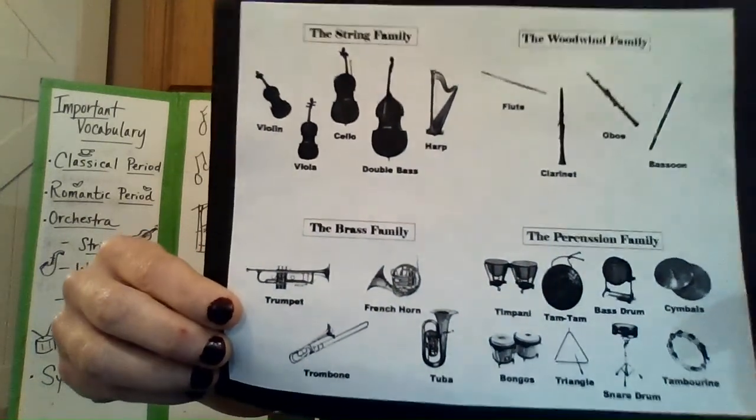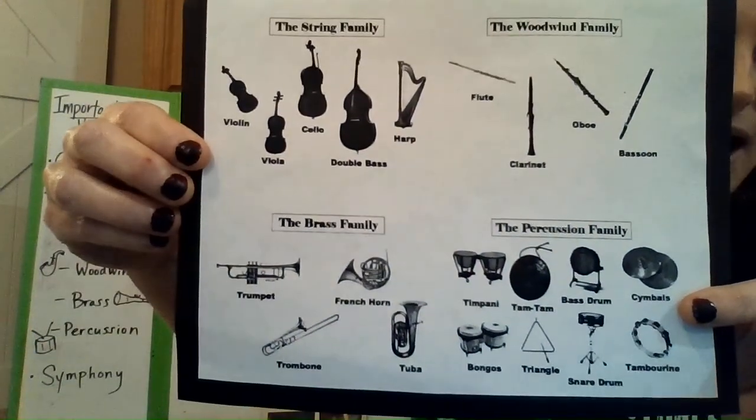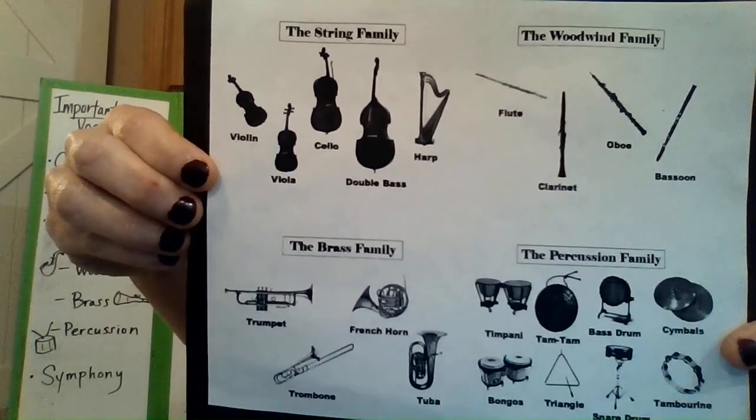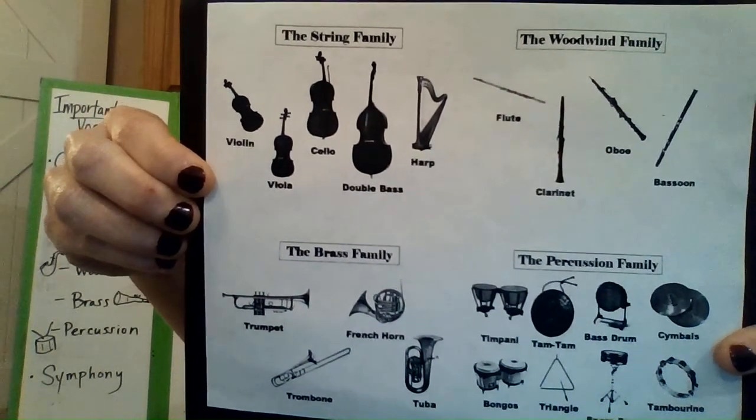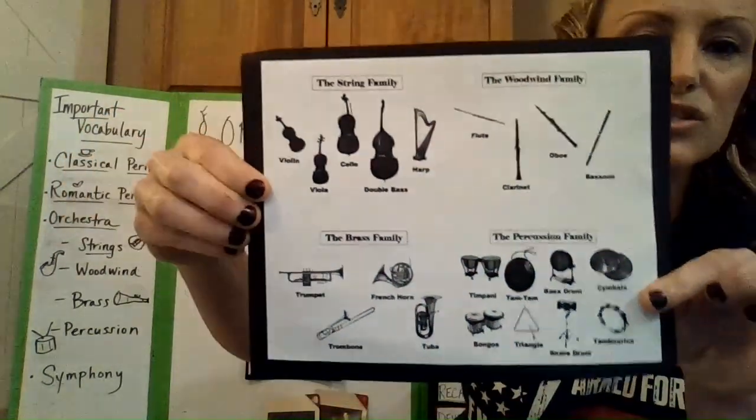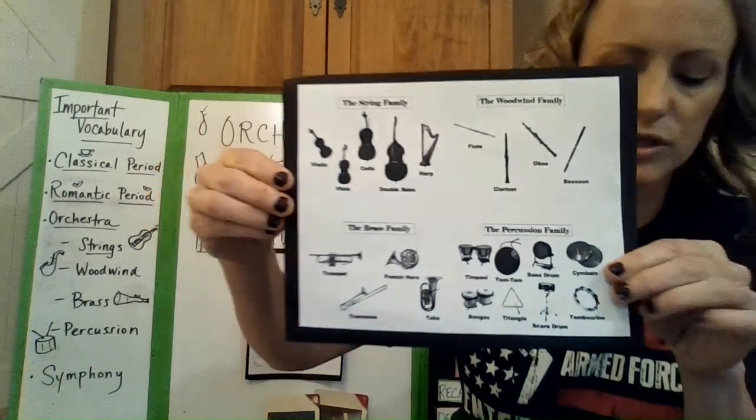And then last but not least, a fan favorite in my house is the percussion family, and those are instruments that make music by striking, scraping, or shaking. So drums and things of that sort. So those are the four families that are part of an orchestra.